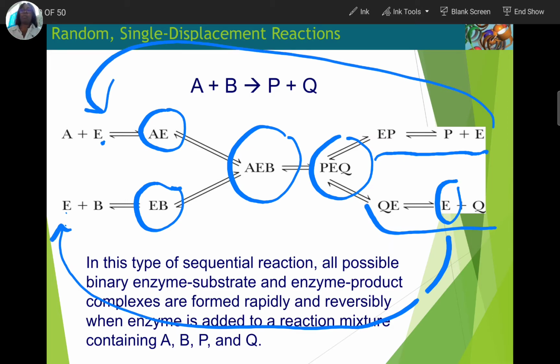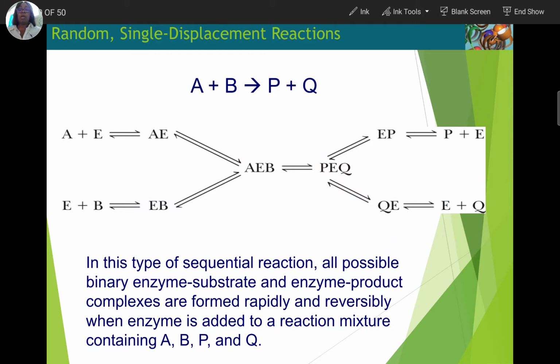and pick up more A or B and keep the process going until we have some kind of mechanism that says, hey, stop, we have enough P and Q. And we'll talk about those regulatory methods later on. So this is the single displacement reaction. It's random. In other words, it doesn't matter who gets to the enzyme first. Ultimately, they form the complex with both substrates and the enzyme, and then they produce the products.